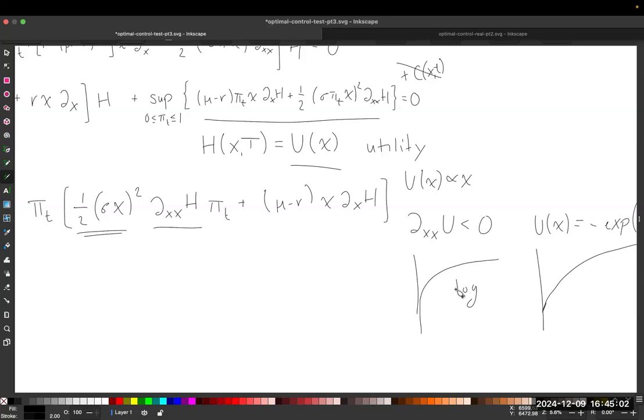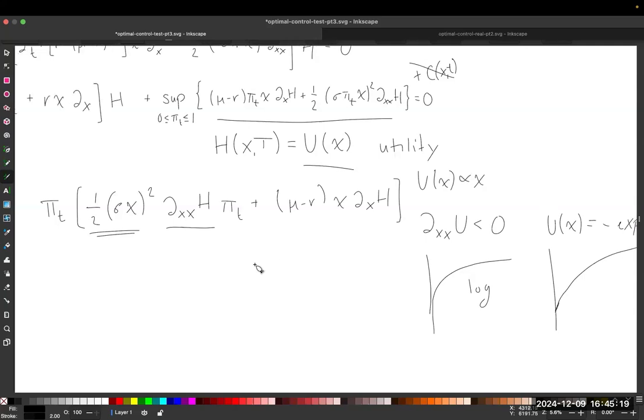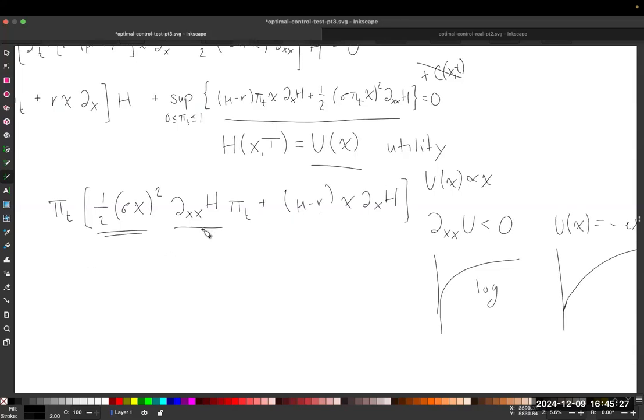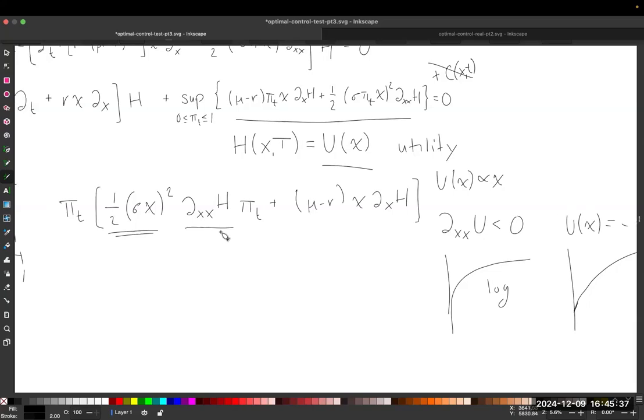So really what this utility function is doing is it's a way for economists to build some risk aversion into their models. That's the utility of the utility function. We'll talk a little bit more about that if we have time later. But it's also relevant here because we're talking about the second derivative of the utility function, which is obviously linked to the second derivative of the Hamiltonian as well.